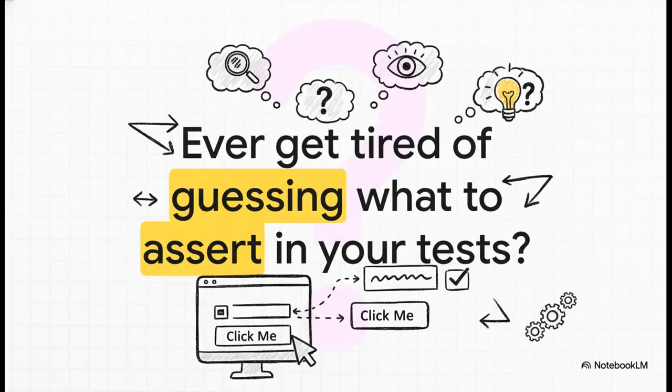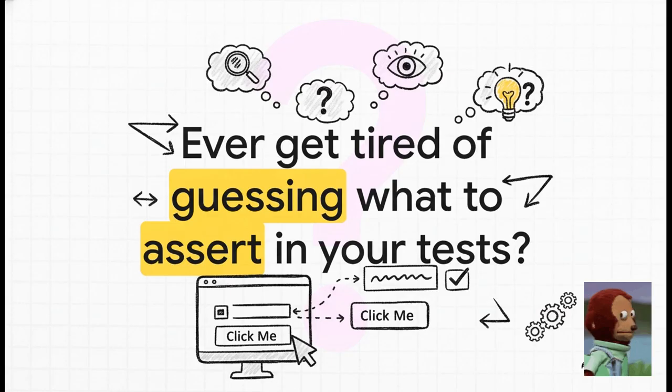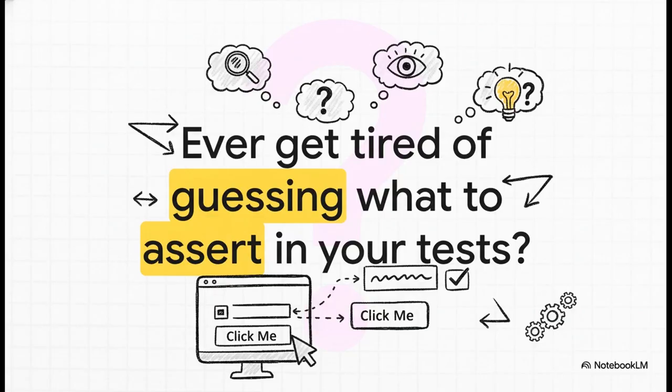You're writing a test, you click a button or fill out a form, and something on the screen changes. And then you have to stop and think, okay, what's the most important thing to actually assert here? Is it the text that popped up? Is that little green success message visible? That moment, that little bit of guesswork, that's exactly what we're going to solve today.